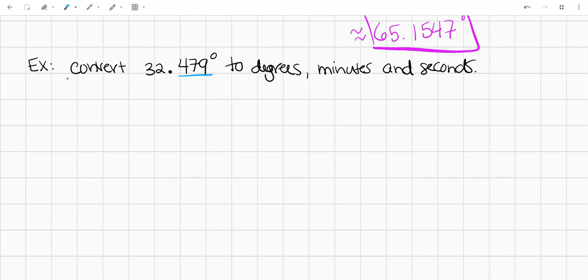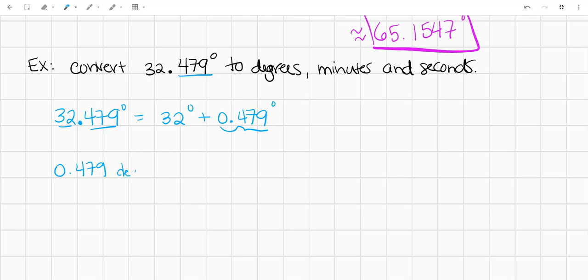I can rewrite 32.479 degrees, and I can separate the whole number and my decimal to be 32 degrees plus 0.479 degrees. My goal is to turn this decimal degrees into minutes and seconds. So I'm going to start with the 0.479 degrees, and I'm going to build my train track.